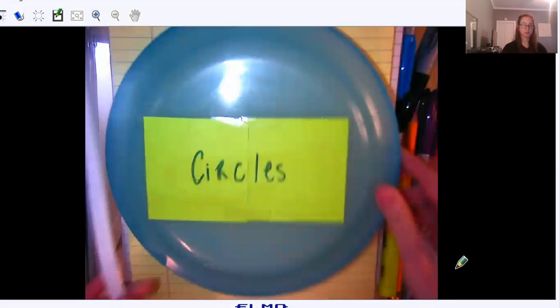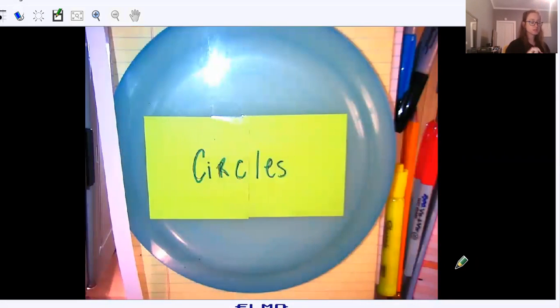So central angles are in circles. And if you think about the word central, it kind of sounds like center, and that's really important to what a central angle is. So I'm going to show you guys something that I found around the house. It's just a frisbee that's a circle. And I'm going to draw on it a little bit to show you what a central angle is.